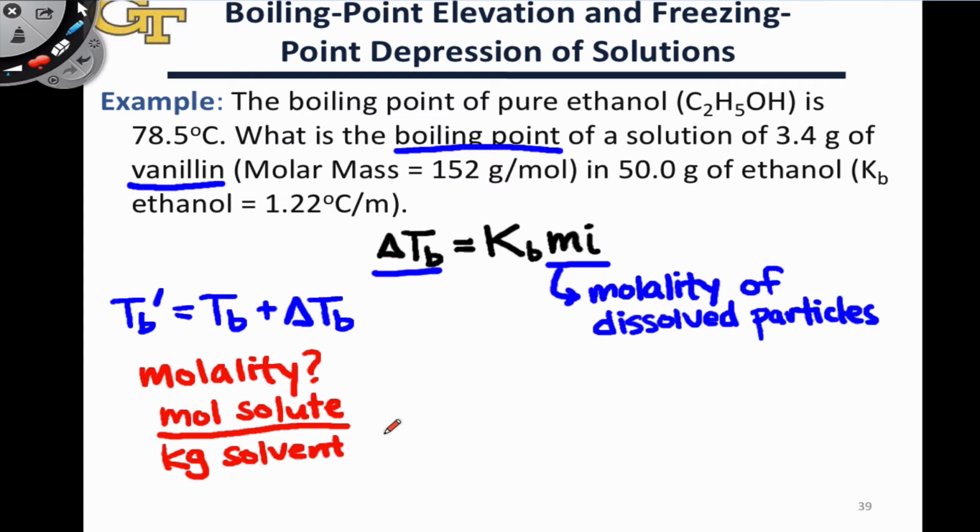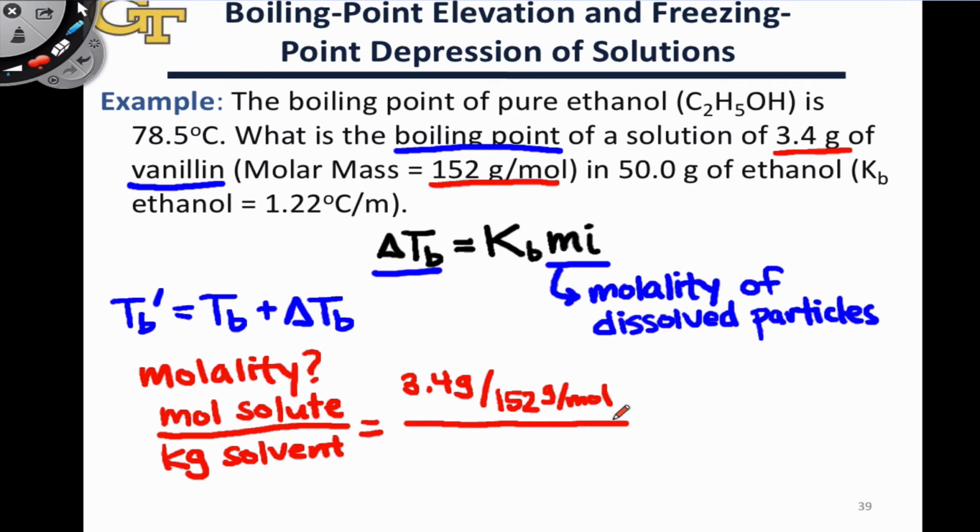To find this in this particular case, we're going to need to use the molar mass of vanillin. So we have the mass of vanillin used in the solution, and we have the molar mass, and so we can go pretty easily to the moles of the solute. So let's go ahead and do that, and I'm just going to leave that in the numerator here. That's 3.4 grams divided by 152 grams per mole in the numerator. That gives us the moles of solute.